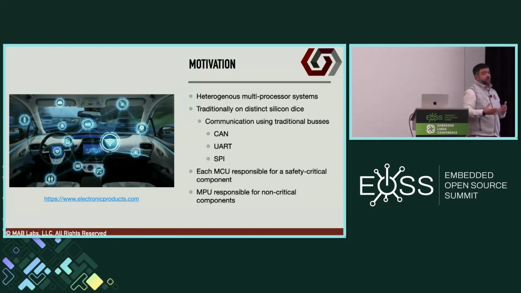They all communicate using common buses. In the automotive industry, that's the CAN bus. We can use UART, SPI or I2C. So a lot of these different microcontrollers communicate over these distinct buses. In addition to an MCU responsible for some of the real-time components, you have an MPU that doesn't have any real-time requirements, but is responsible, for example in the automotive industry, for the infotainment system. Again, they all have to communicate over these common buses.